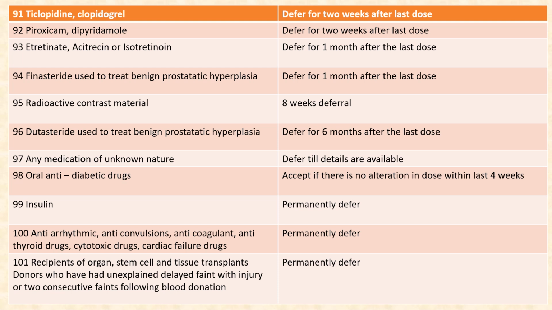For any medication of unknown nature, defer till the details are available. If the donor is on insulin, antiarrhythmic, anticonvulsant, anticoagulant or antithyroid drugs, you have to permanently defer that donor. If the donor is a recipient of an organ, stem cell or tissue transplant, you have to permanently defer that donor.